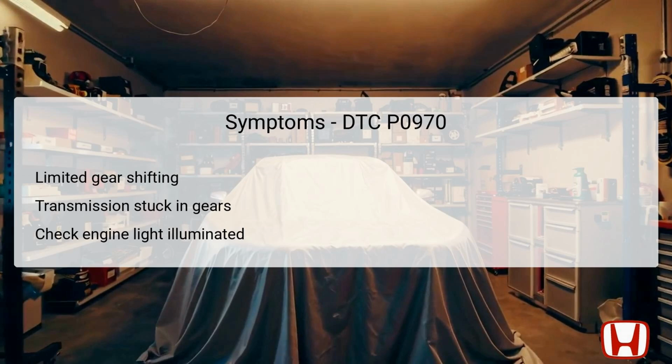Often, the check engine light will illuminate on the dashboard, serving as an immediate alert for the driver to seek diagnostic attention. Additionally, the vehicle may exhibit erratic behavior during acceleration, which can further signal underlying issues involving the AT clutch pressure control solenoid valve C. Recognizing these symptoms early is crucial for timely diagnosis and repair.